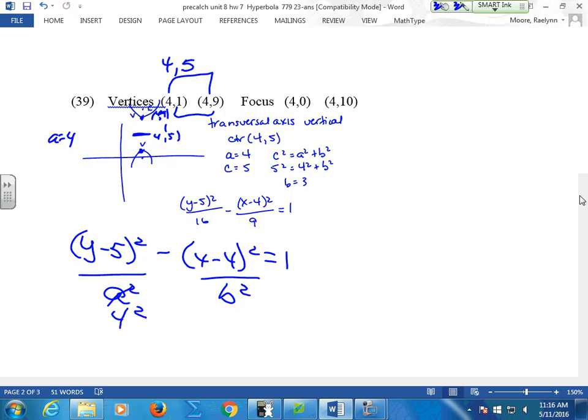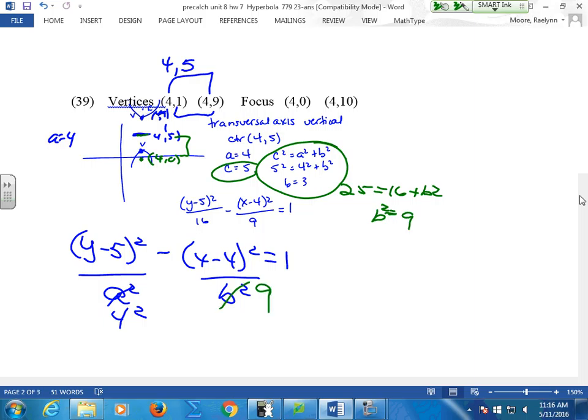Okay, so I need B. But the focus points give me what letter? C. And that's okay, I can use my foci. My foci is down here, 4, 0. So from here to 4, 0, how much did I go? 5. So my C is 5. And then I just have to use my formula and find B. You can even find just B squared. You can do 25 equals 16 plus B squared. B squared is 9. And replace B squared with a 9, and then just rewrite it. One step at a time.